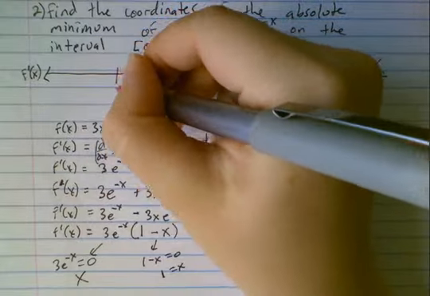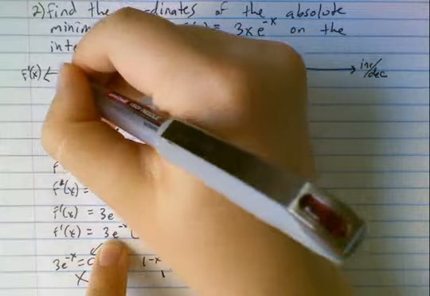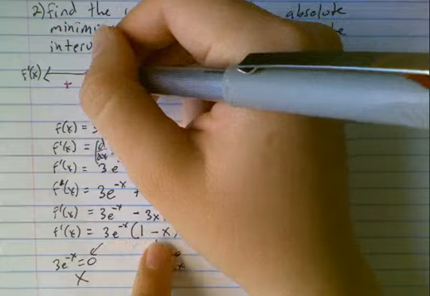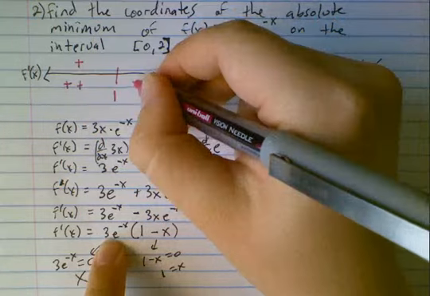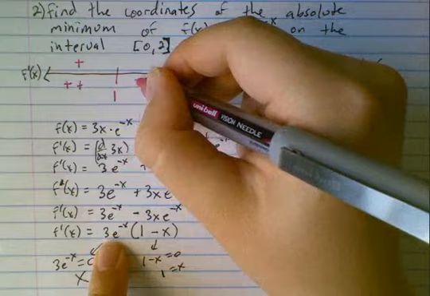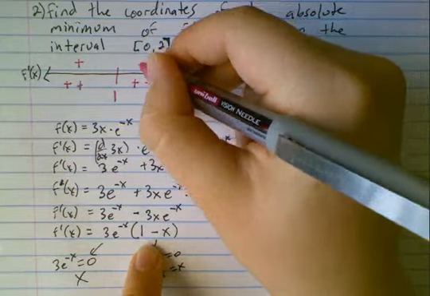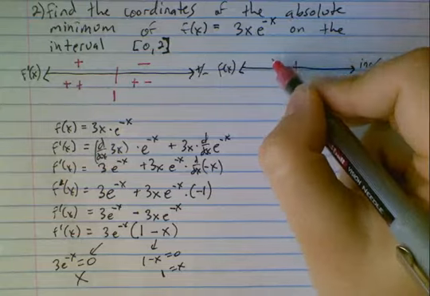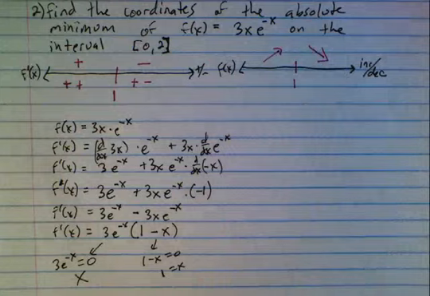So, we can make our sign chart. Over on this side, this is always positive. Let's say we've got 0. 1 minus 0 is also positive. Over on this side, 3e to the negative x is always positive. 1 minus, let's say 2, that's going to be negative, so it's negative overall. Translating that, we've got increasing and we've got decreasing.